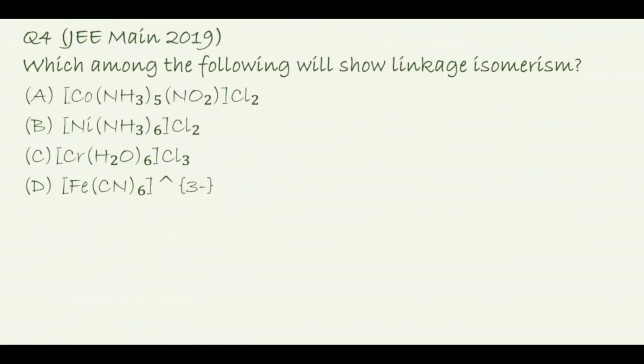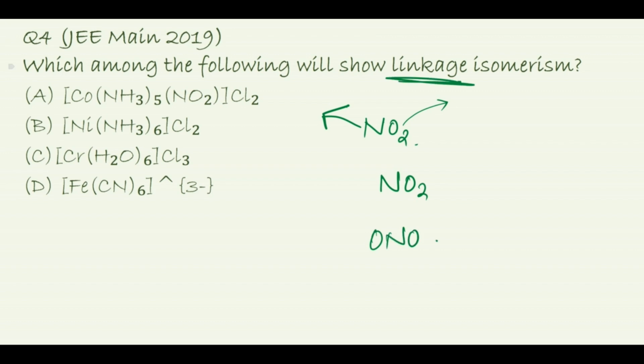Then this question: which among the following will show linkage isomerism? Linkage means an ambidentate ligand should be there. Where are the ambidentate ligands? Only in option A. So NO2 can donate electrons from N or from oxygen, as NO2 or ONO. So whenever linkage isomerism comes, check for ambidentate ligands and put your correct answer.